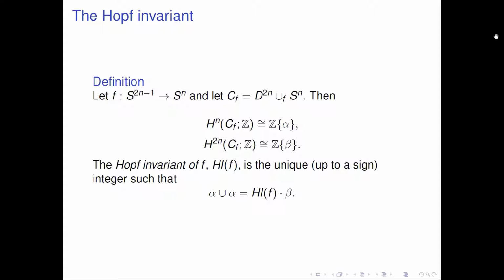Given a map f between a 2n-1 dimensional sphere and an n-dimensional sphere, we can consider the cohomology with integral coefficients of its mapping cone, denoted C sub f. This integral cohomology is a Z in dimension n and a Z in dimension 2n, and we'll call alpha and beta the generators of those groups. The Hopf invariant of f, denoted hi of f, is the unique up to a sign integer such that alpha cup alpha is equal to the Hopf invariant of f times beta.